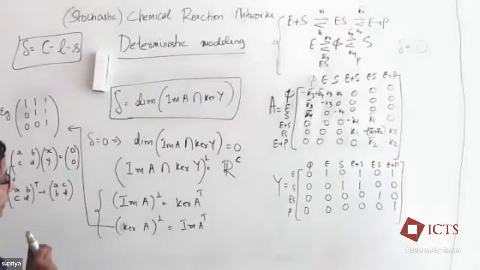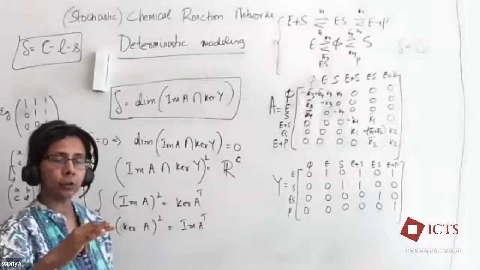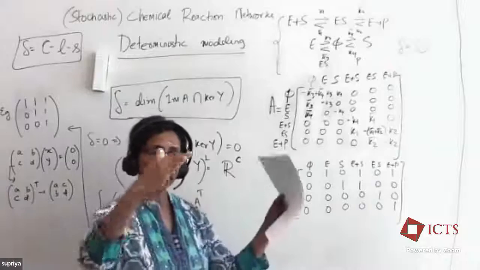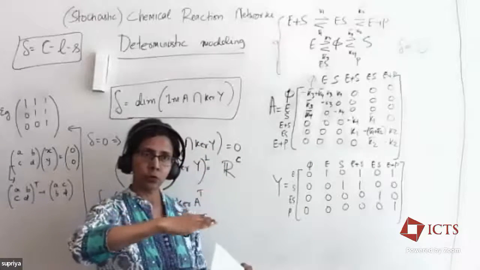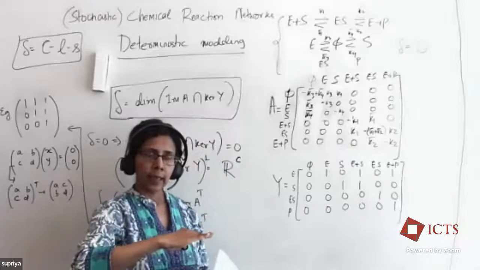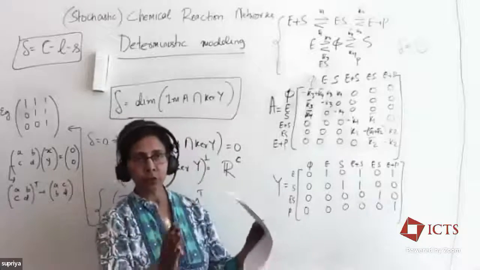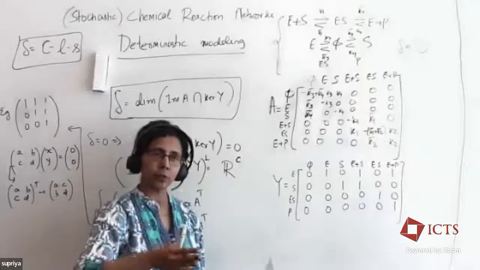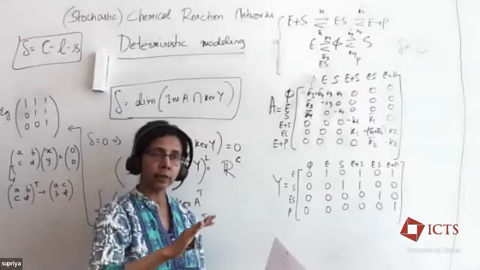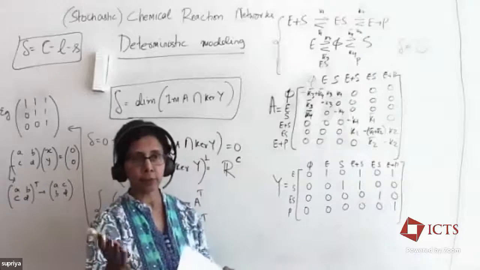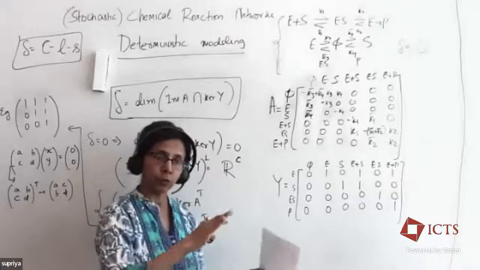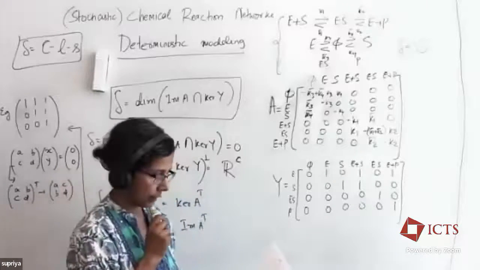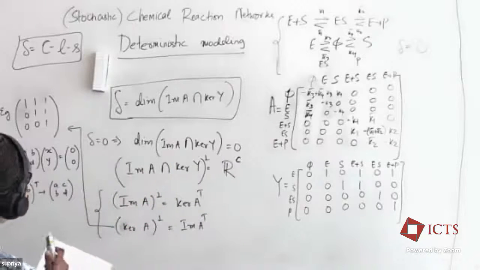So basically, the kernel is talking about what sort of vector is perpendicular to the rows of a matrix. And then when I transpose that matrix, those rows become columns in the transposed matrix. So that's how the kernel of something is related to the image of the transpose. Okay, I hope that makes a bit of sense. Let's take another example, maybe.